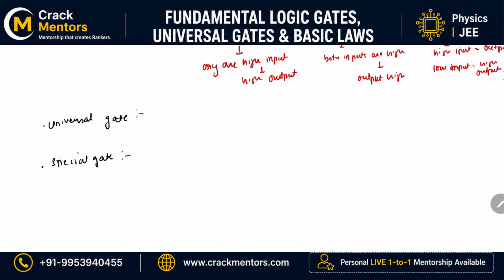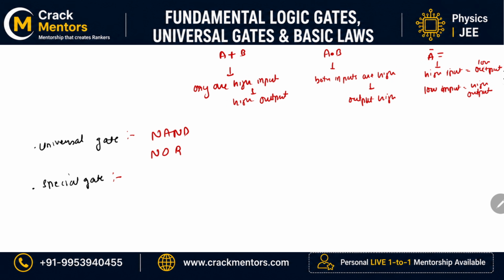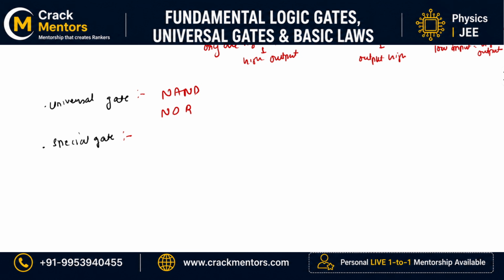So universal gates are two. They are NAND and they are NOR. These are known as universal because they can make any of the other gates. You can make OR gate, you can make AND gate, you can make NOT gate using the NAND or the NOR gate. Therefore they are universal gates. We can take any other gate out of them.